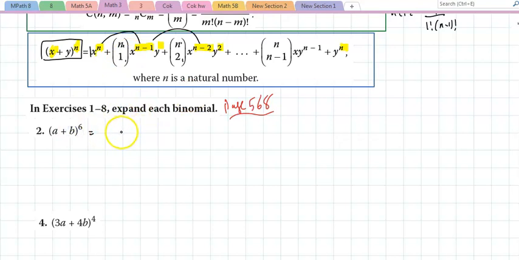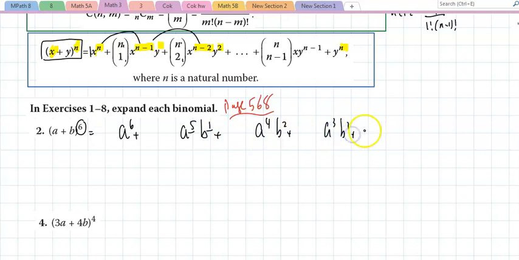This is what I know, it's going to start with a to the 6 plus, the next term will be a to the 5 times b to the 1. Those exponents must always add up to 6. Plus, a 1 less, 1 less, 1 less, 1 less, and b to the 6.